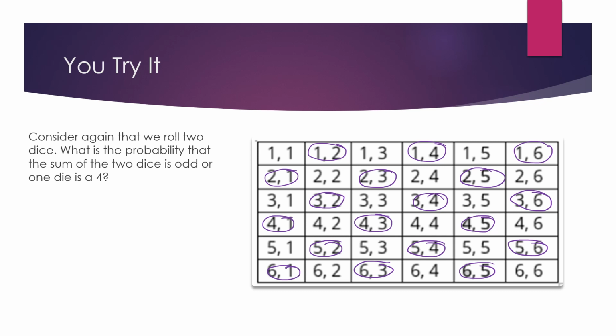So I know I have 18. Here's another 4, so that's going to give me 19. I look through there. There's 20, 21, 22, 23. So I have a total of 23 out of the 36, and that doesn't simplify.